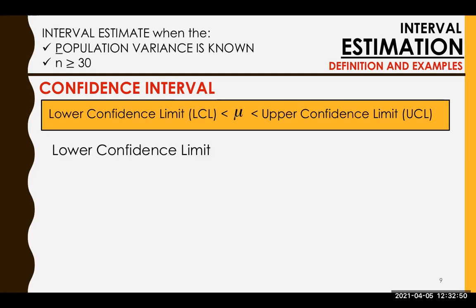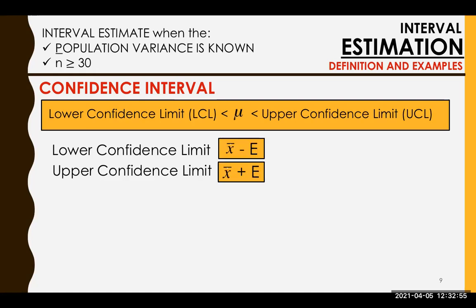Okay? So the lower confidence limit and the upper confidence limit can be derived from the value of the sample mean plus or minus the margin of error. So we can find the confidence interval through the computation of the lower confidence limit and the upper confidence limit. So how can we compute it? We simply need to know the value of the sample mean and the margin of error.